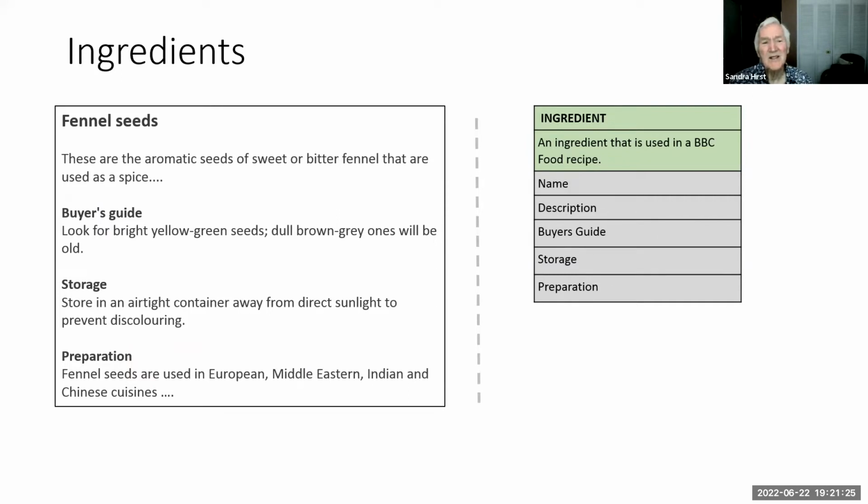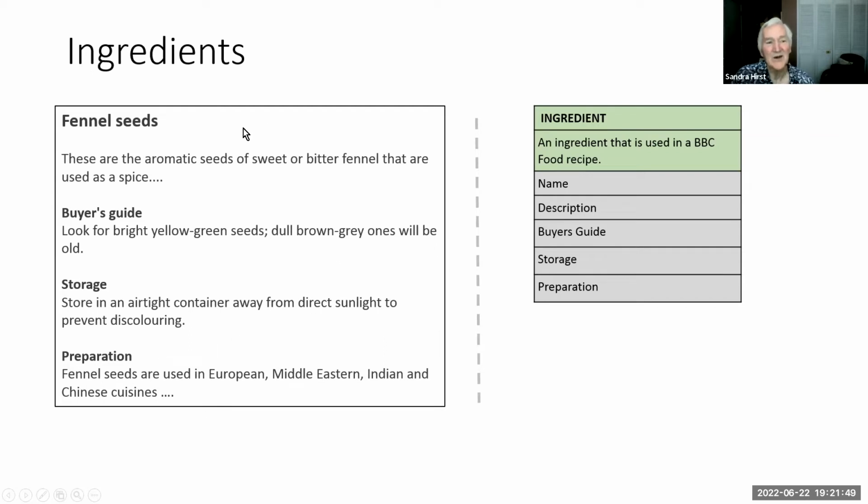The problem with BBC Food is that it's not that good. It's not that bad and it's not that good. So the ingredient page for fennel seeds starts off with this description, and then it has 20 or 30 recipes using fennel seeds. And then it has this information which is really about the ingredient, not about a recipe.